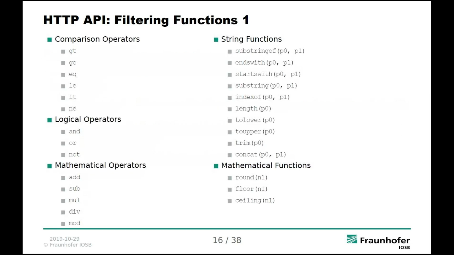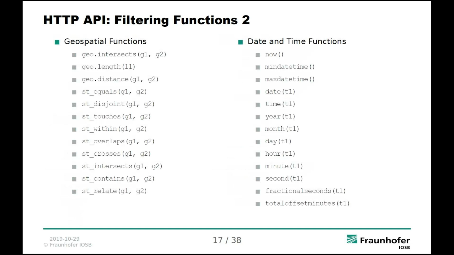There are a lot of functions you can use in filtering and ordering, like basic comparison operators: greater than, greater or equal, equal, less than, not equal; logical operators, mathematical operators, string functions, and so on. More important, I would say, are the geospatial functions. You can filter by, for example, distance to a point, and order by distance to a point. And you also have date and time functions you can use.